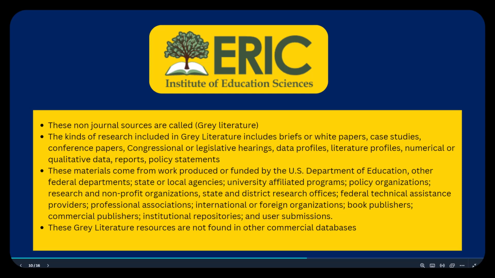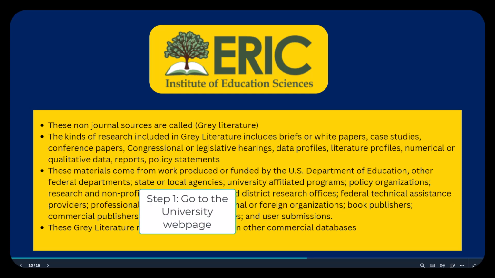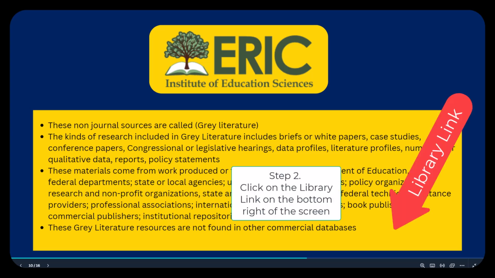These non-journal sources are called gray literature. The kinds of research included in gray literature come from work produced or funded by the U.S. Department of Education, other federal departments, state or local agencies, university-affiliated programs, policy organizations, state and district research offices, and other types of research done at other organizations.